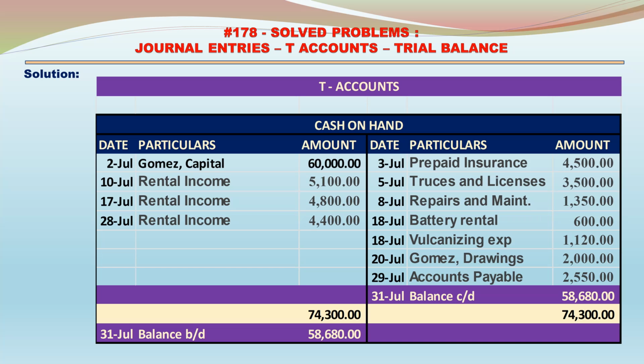On the credit side, payments: July 3, prepaid insurance 4,500, July 5, taxes and licenses 3,500, July 8, repairs and maintenance 1,350, July 8, battery rental 600, July 18, vulcanizing expense 1,120, July 20, Gomez drawings 2,000, July 29, accounts payable 2,550. There is a balance of 58,680 in the cash account. So it is balance brought down 58,680 debit in the cash on hand account.